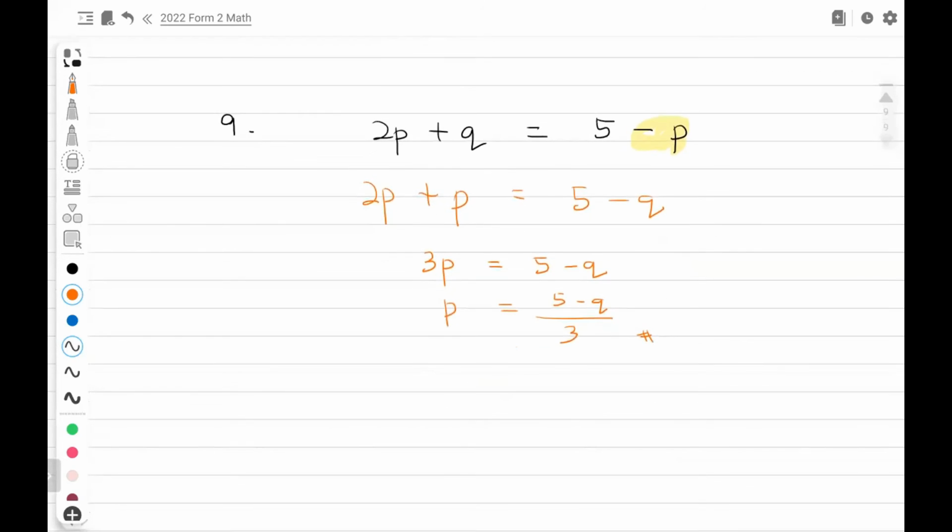Is that okay? If you have more than one P, then you group them together. The idea is, if it's too messy, you group. Okay, proceed.